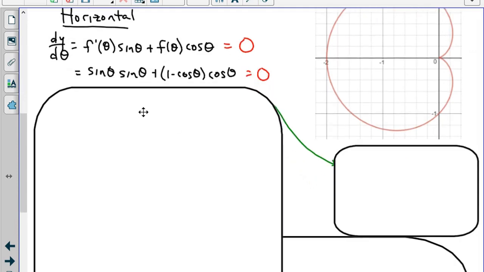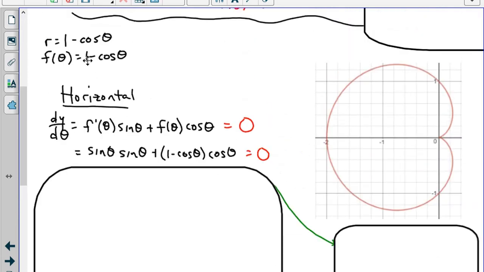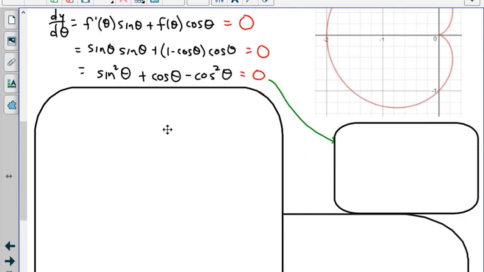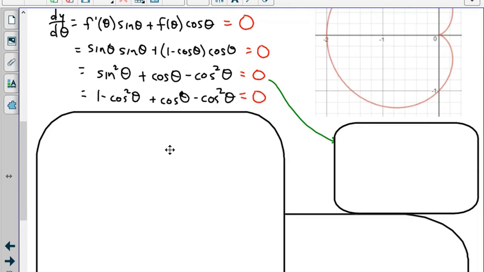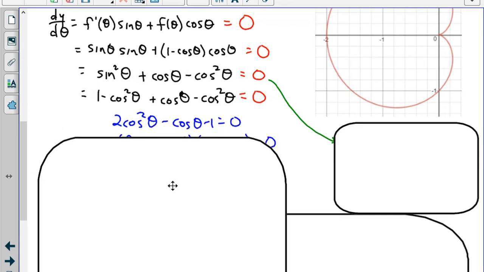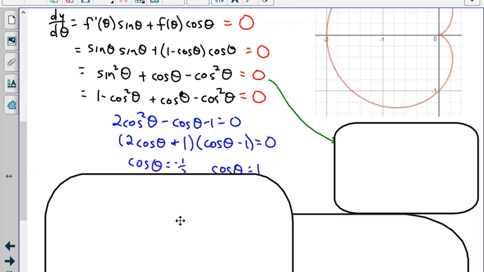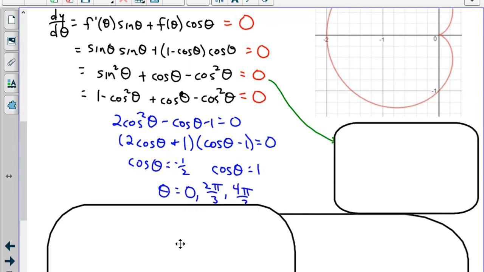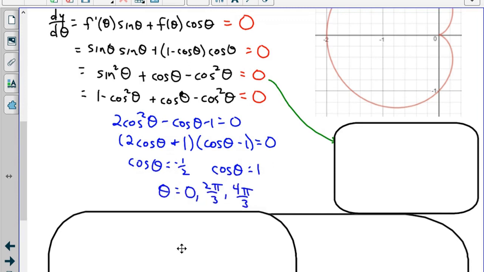So we basically just do a bunch of algebra. Replace f prime with sine and f with 1 minus cosine, because that's what happens when I take the derivative and plug in the actual function there. And then I just do a lot of algebra, factor, set equal to 0, realize that that works at 0, 2 pi over 3, and 4 pi over 3. So those horizontal tangent lines that I drew were at 2 pi over 3 and 4 pi over 3. Notice at 0 something weird happens. We have a cusp, so we'll talk about that in a minute.